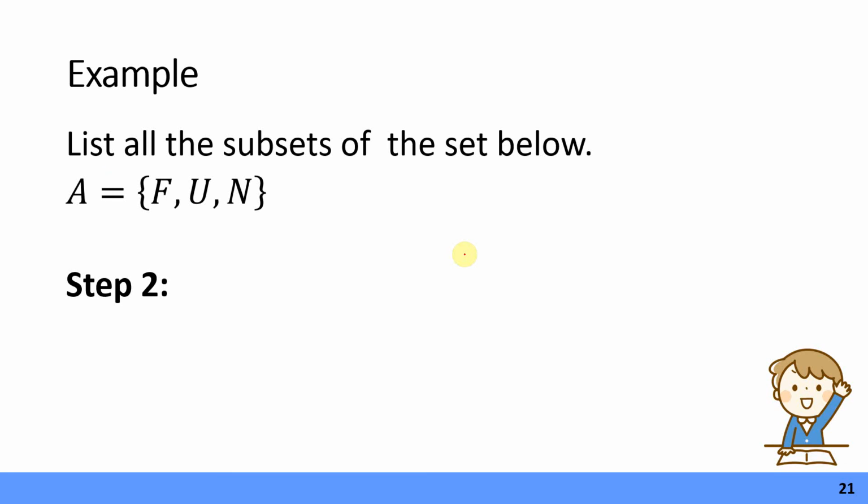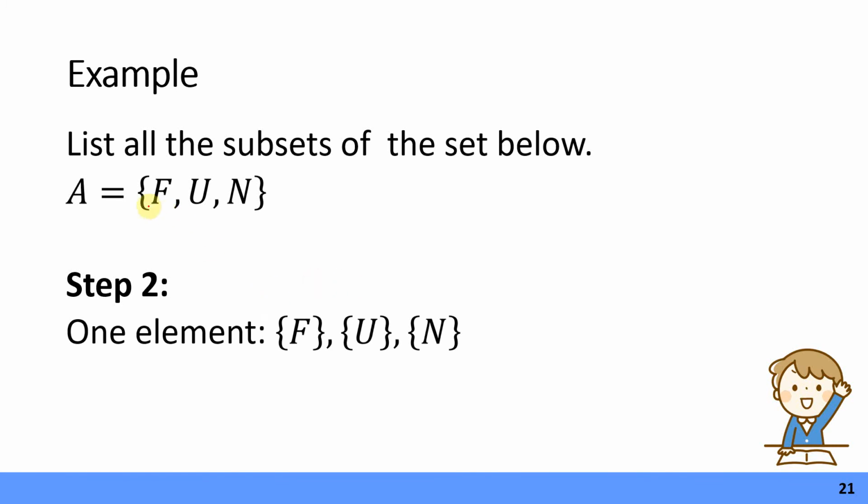So remember, for step 2, you always start with the 1 element ones. So 1 element, we start with just the elements itself. So F is going to be one of them, U is going to be one of them, and N is going to be one of them. That's it. Super simple. Step 2, part B, is create sets with 2 elements, right?